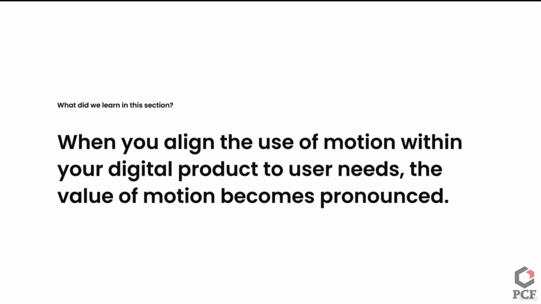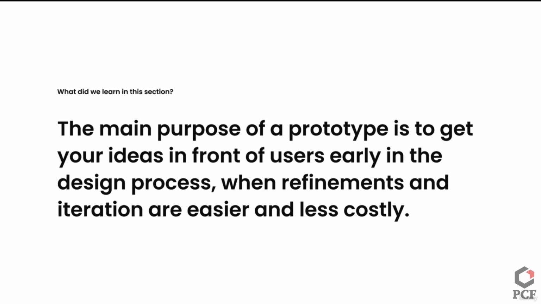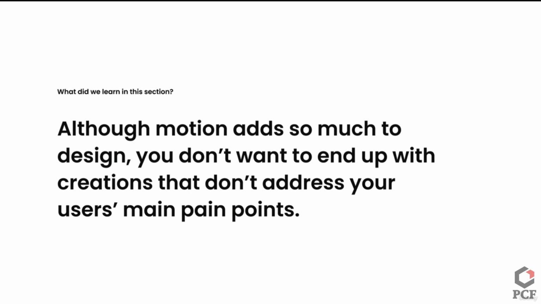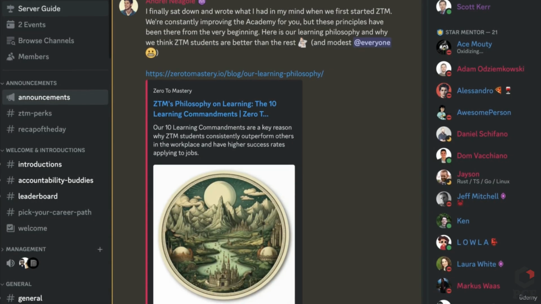When you align the use of motion within your digital product to the user's needs, the value of motion becomes pronounced and apparent. The quickest and most universal path to gaining buy-in from your team is to align your motion ideas to user needs and goals. The main purpose of a prototype is to get your ideas in front of users early in the design process, when refinements and iterations are easier and less costly. And although motion adds so much to design, you don't want to end up with creations that don't address your users' main pain points.